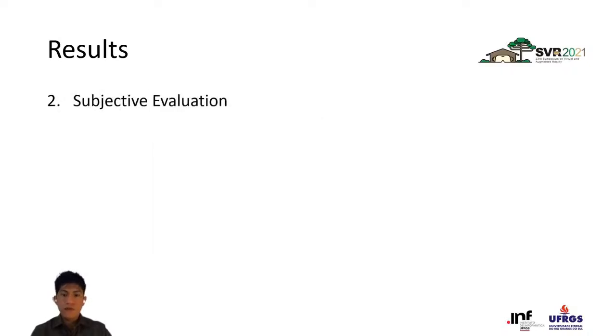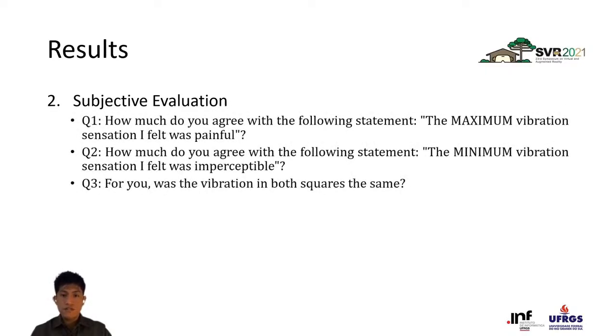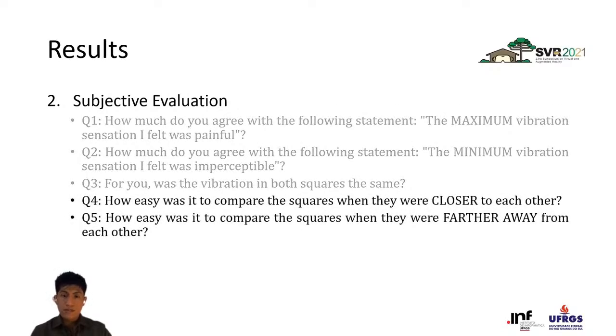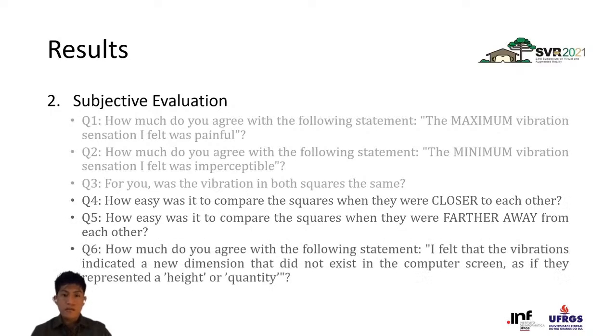After the experiment, subjects were asked 6 questions based on their experience and perception, being able to reply on a 5-point Likert scale, related to vibration sensitivity in Q1, Q2, and Q3, related to self-confidence according to the distance between the data in Q4 and Q5, and related to the perception of a new dimension through vibration in Q6.